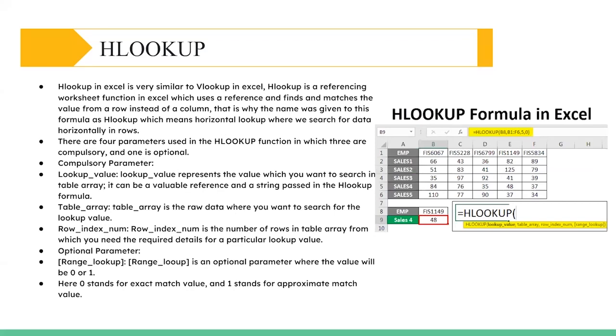Okay, so next what we see is HLookup. So let's see how HLookup is working. Now, HLookup is something very similar to VLookup, okay? It is nothing but, if you notice very closely, that's the change of V and H. So V means vertical lookup, H in the same place means horizontal lookup.